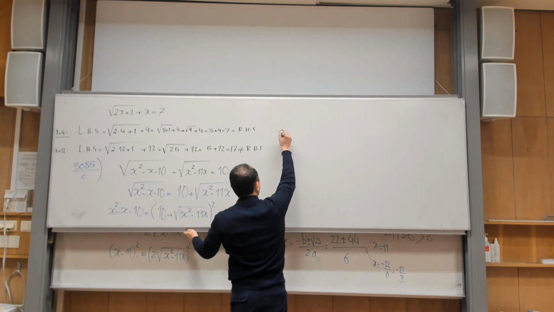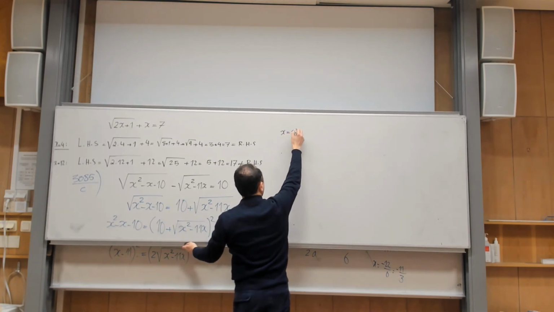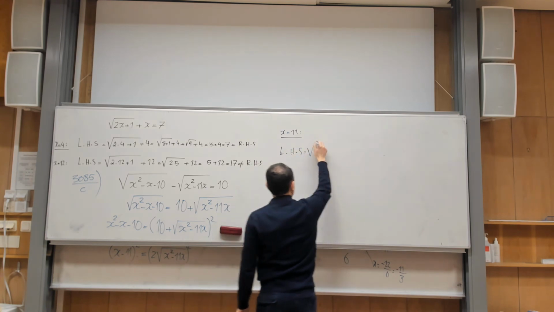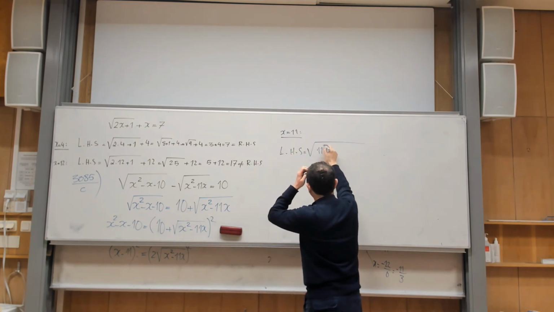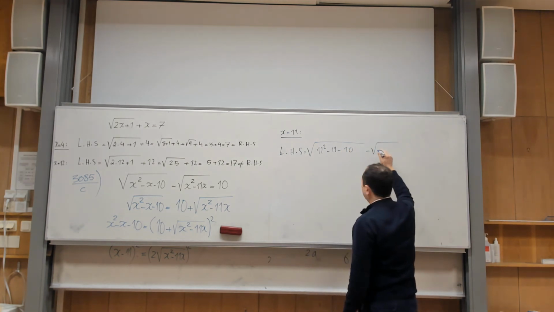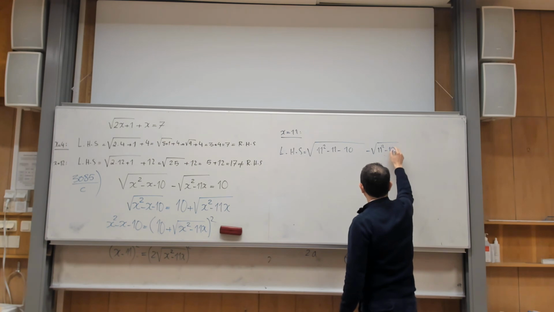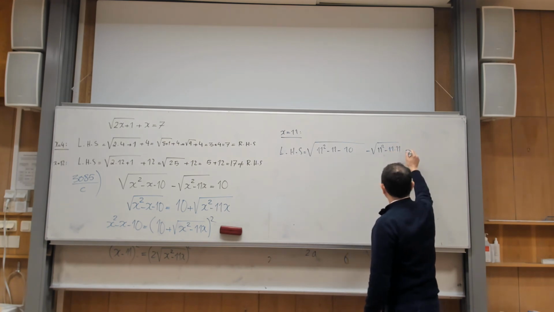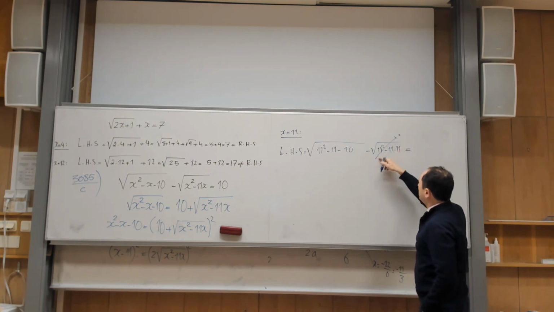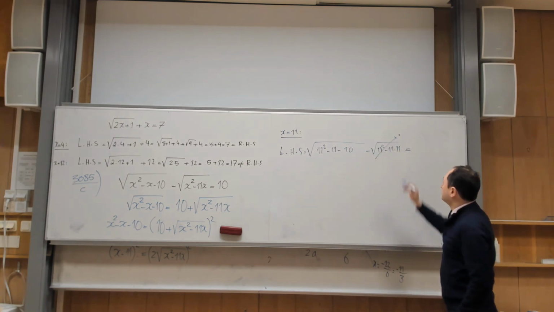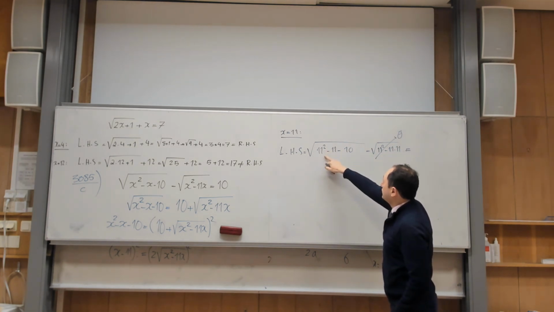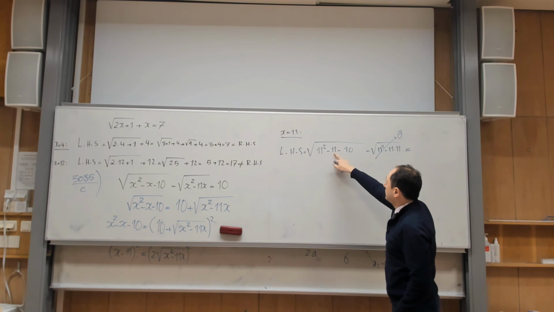For x equals to 11, let me double check this. I put the left hand side is equal to the square root of 11 to power 2 minus 11 minus 10, and then minus the square root of 11 to power 2 minus 11 times 11 is equal to, let us see how it works. This is simple, this is 0. 11 to power 2 minus 11 times 11 is 0. Yes? But this one, 11 to power 2 is 121 minus 11, so it is 100.